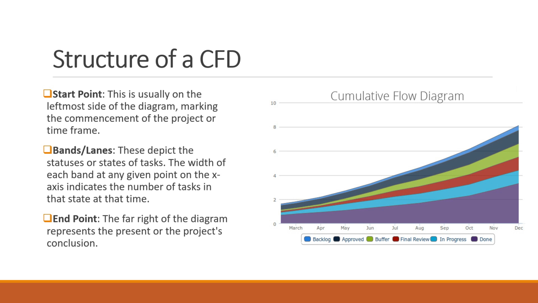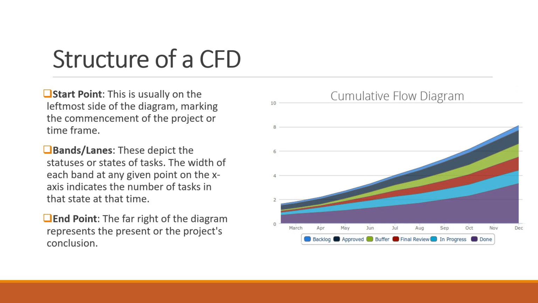Now, start point. The start point is usually on the left side of the diagram, marking the commencement of the project or time frame. It is one of the components of a CFD. The next component is bands or lanes, and this depicts the status or states of tasks.